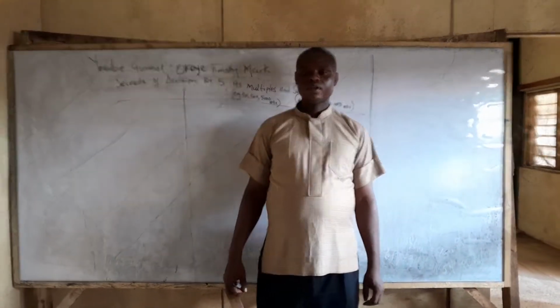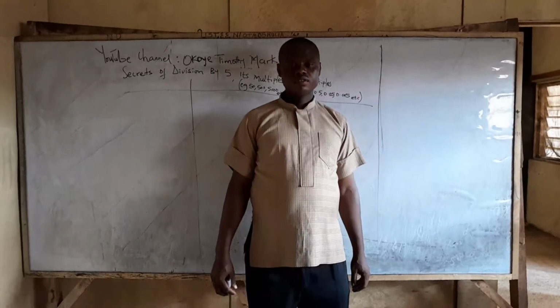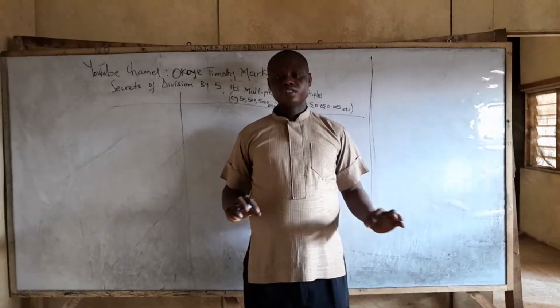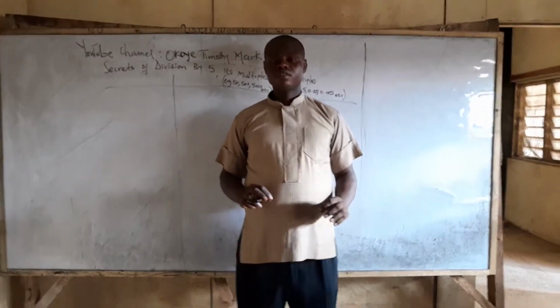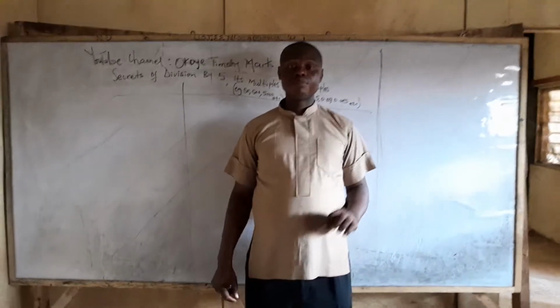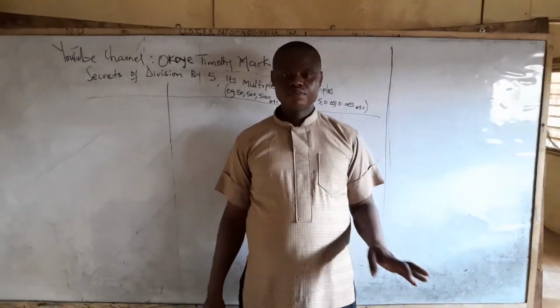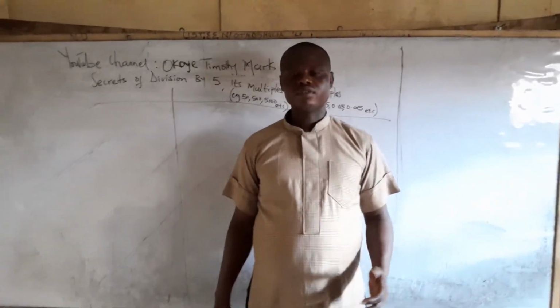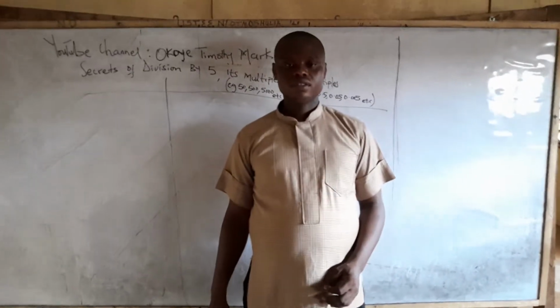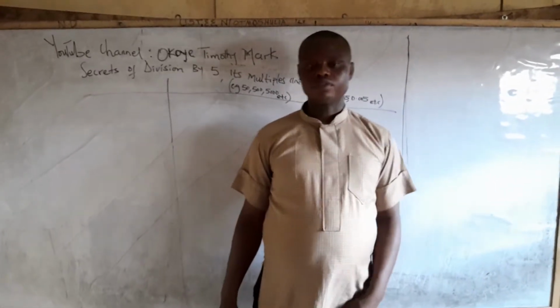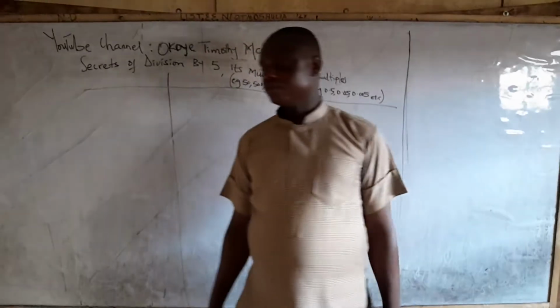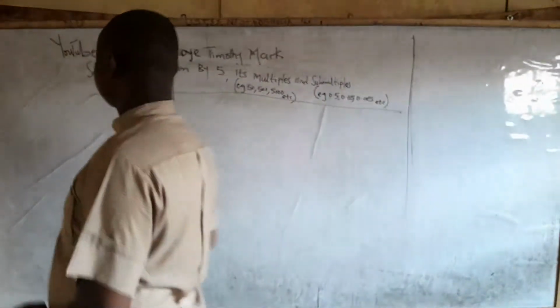Today, I want to expatiate the secrets of division by 5, each multiples like 50, 500, 5,000, and each submultiples. Now let's look at it.